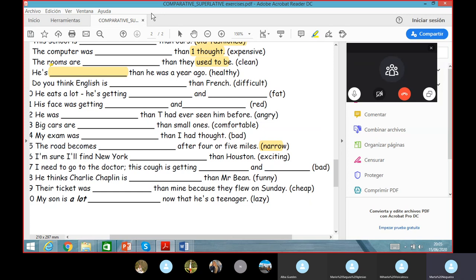Next, he thinks Charlie Chaplin is funnier. We drop this Y and we put I-E-R, funnier than Mr. Bean. Hay veces que vais a escuchar que un nativo dice a lo mejor more easy o more narrow o more clean. Está mal gramaticalmente, ¿vale? Es cleaner, narrower, ¿ok? Follow these rules, guys.